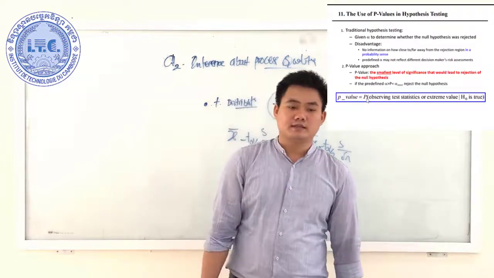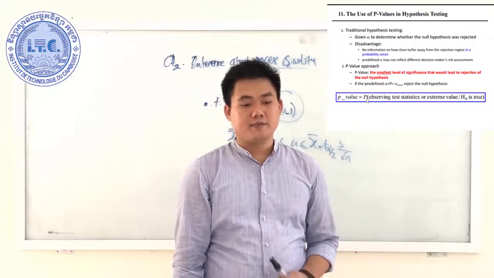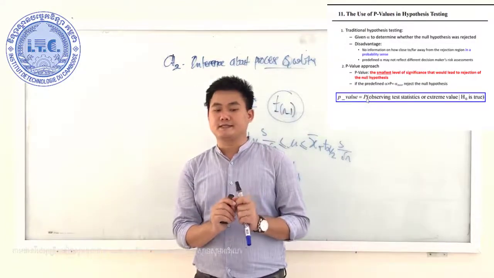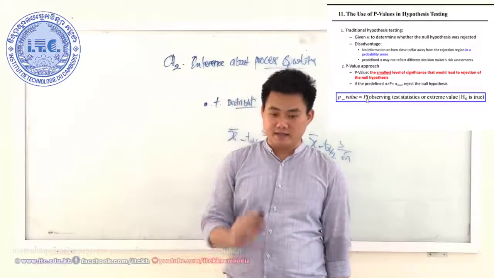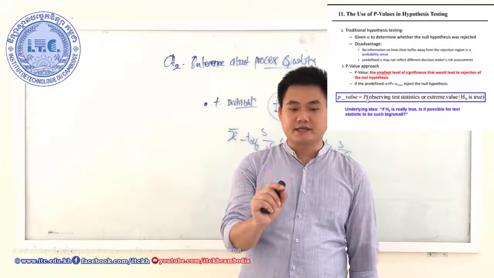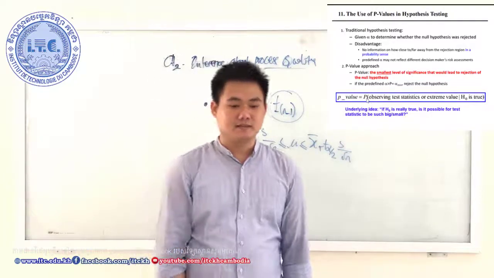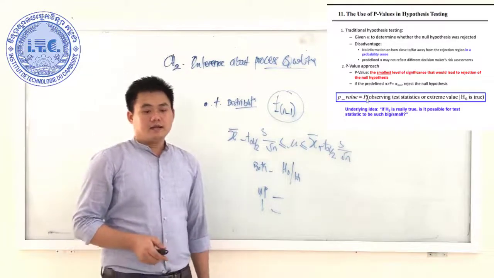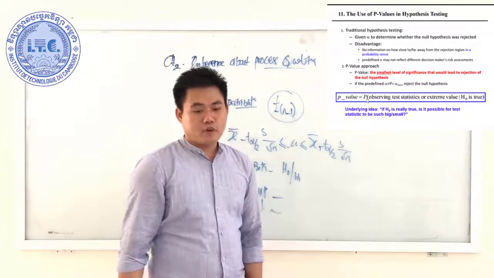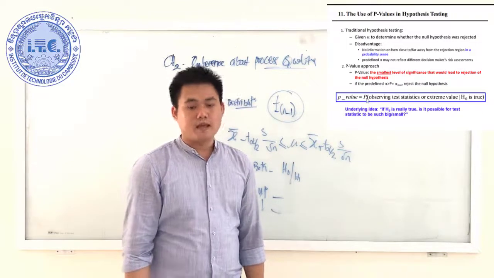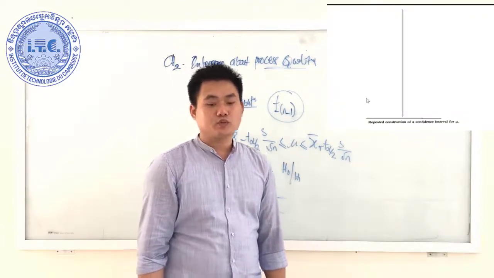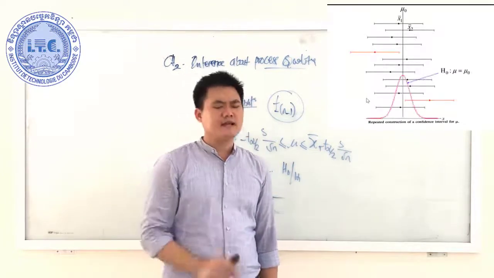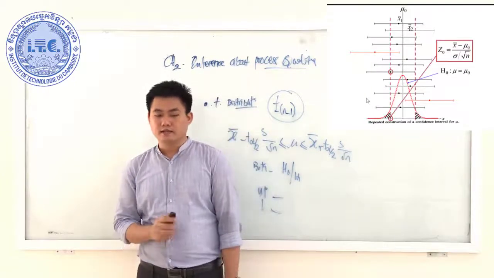The traditional hypothesis testing is given alpha, and then there is the p-value approach. The p-value approach means the p-value is the smallest level of significance that would lead to rejecting the null hypothesis. The underlying idea is: if H0 is really true, is it possible for the test statistic to be this big or small? So let's check this one.